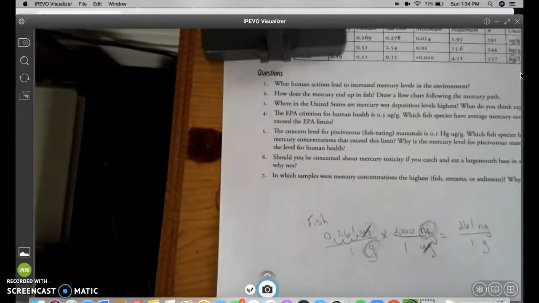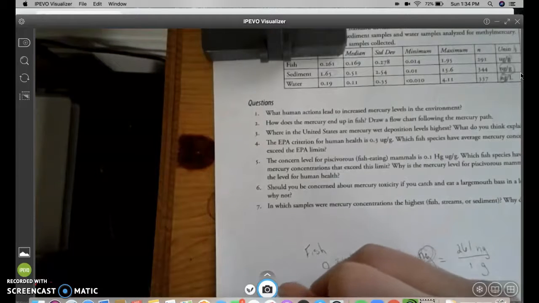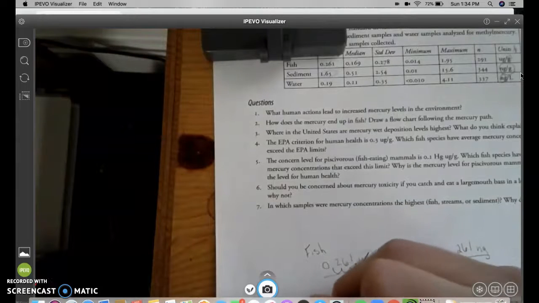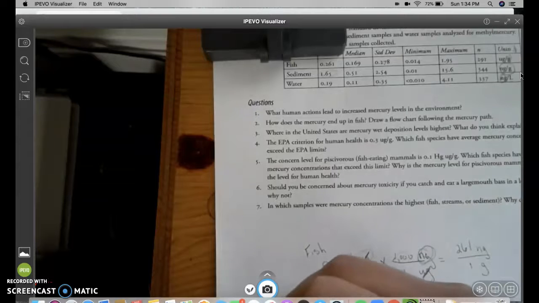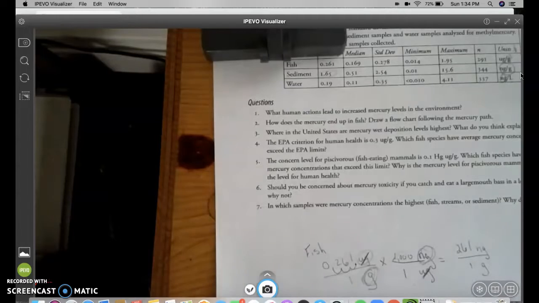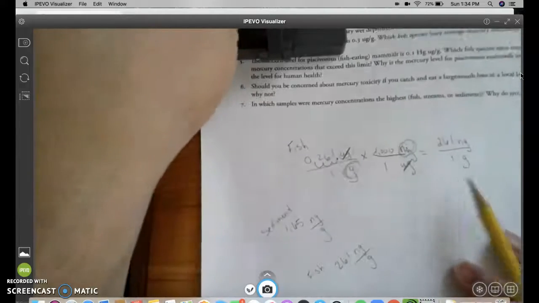So if you remember at the beginning, we had 1.65 nanograms per gram of sediment. This was our sediment, right? And now for fish, I have 261 nanograms per gram, right? So at the beginning, what we thought was, oh, I'm sorry, you can't see that.